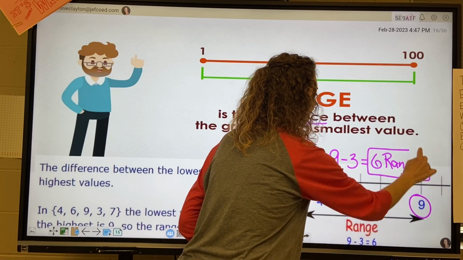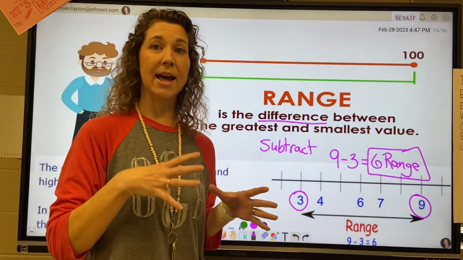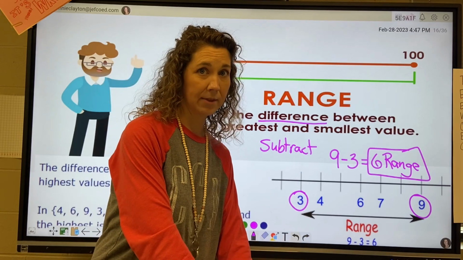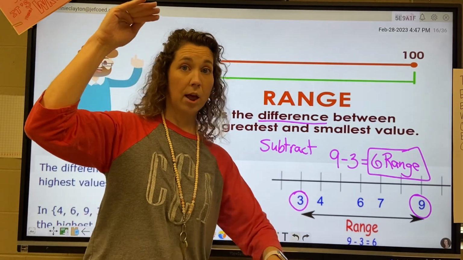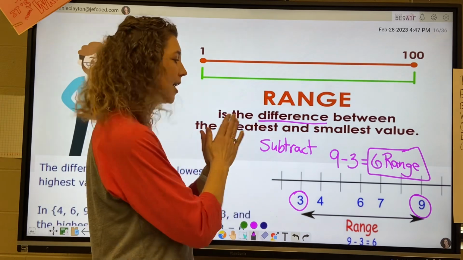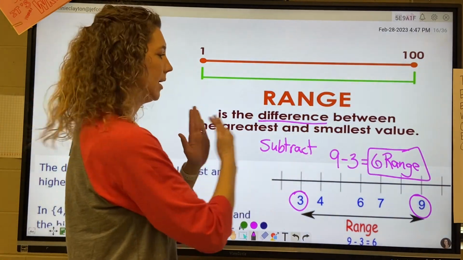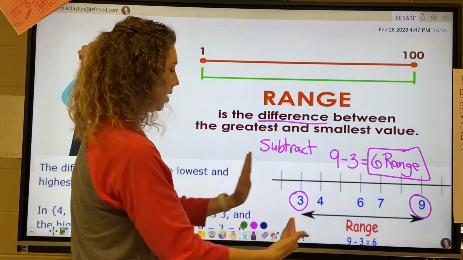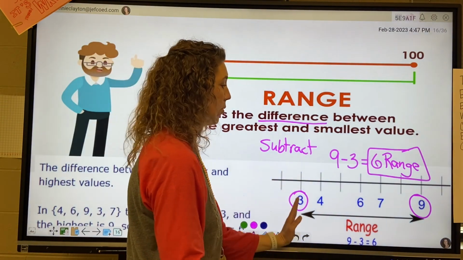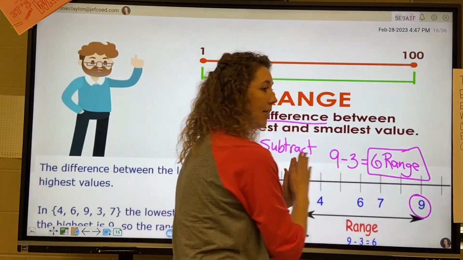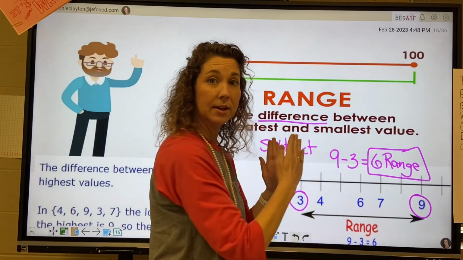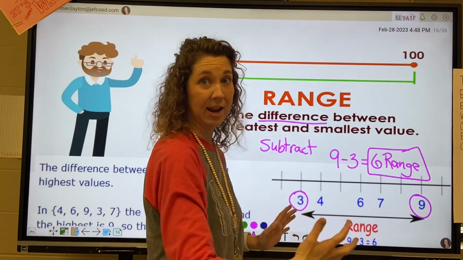You are just going to find the highest value in the data set and the lowest value in the data set, and you subtract them because you're trying to see how much it covers, the range. On the number line, it's going to go from 3 up to 9. That is 6 steps. 6 steps on the number line, that is a range.